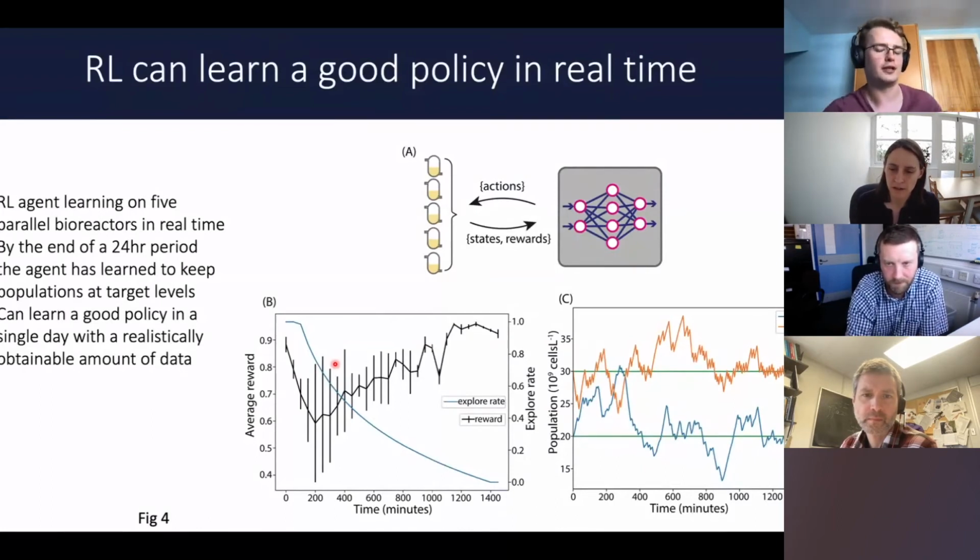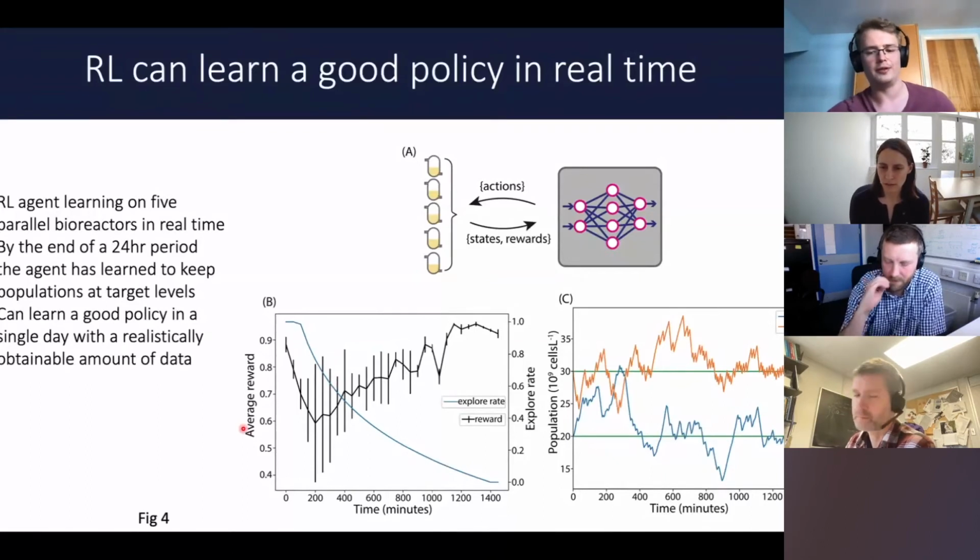This is something we thought of from the beginning. The reason we chose fitted Q learning is because it's more data efficient than the more standard methods you'd use.